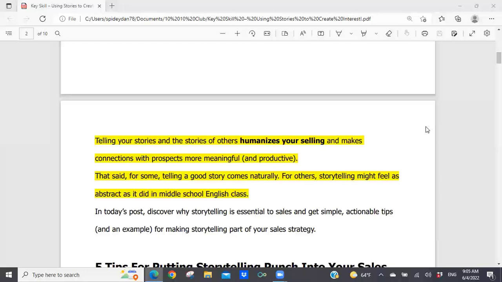So whether you want to use sharing or whether you want to understand that you're really selling, we want to use this process of storytelling to make connections with prospects more meaningful and productive, meaning that they're going to buy. That said, for some, telling a good story comes naturally. For others, storytelling might feel as abstract as it did in middle school English class. That was me, all right? I was a fact teller, not a storyteller. I had to learn how to tell a story. And once I learned how to do that, I got better and better at telling a narrative. Even when that narrative had facts in it, I knew how to weave those facts into a story that would make an impact on the person who was listening.